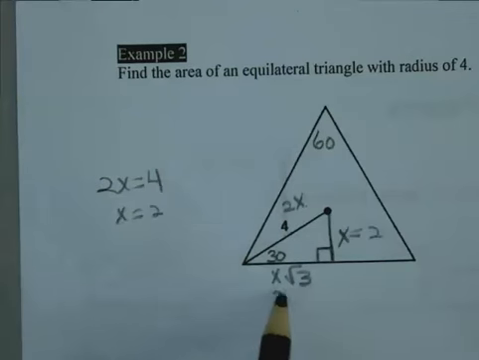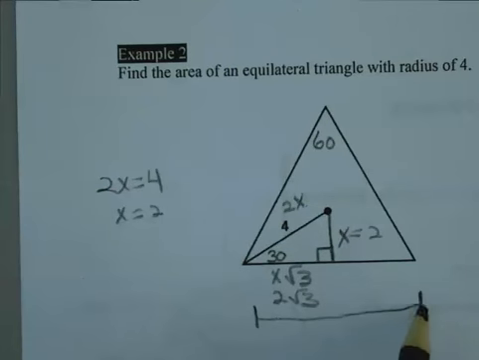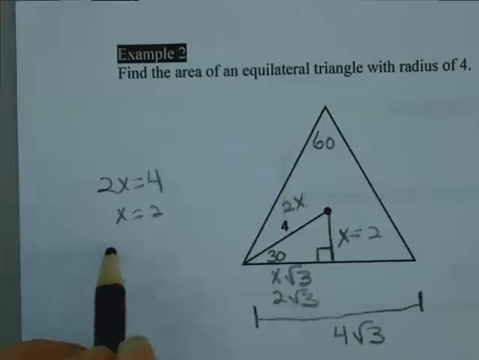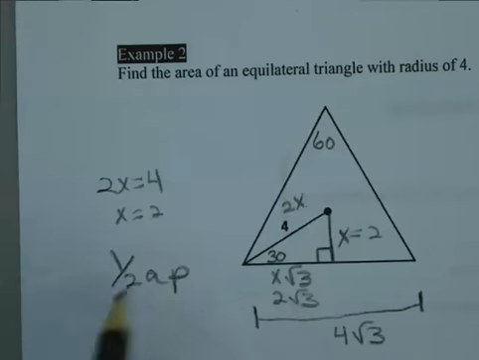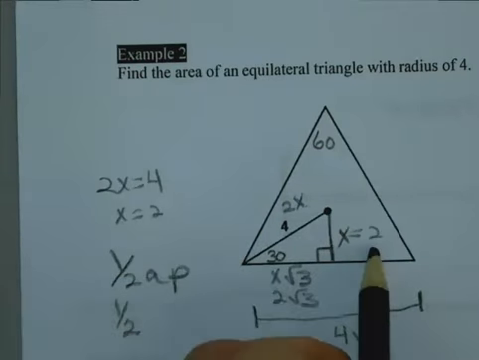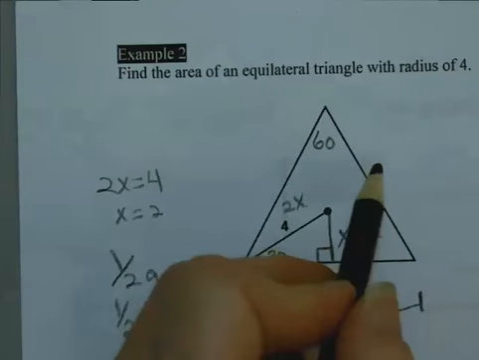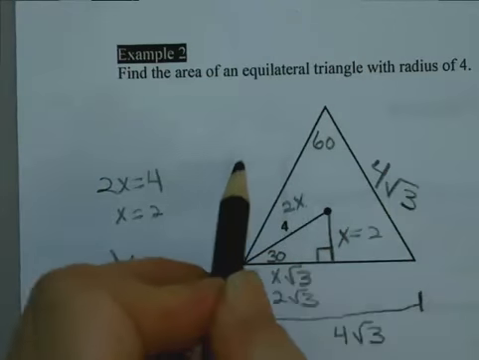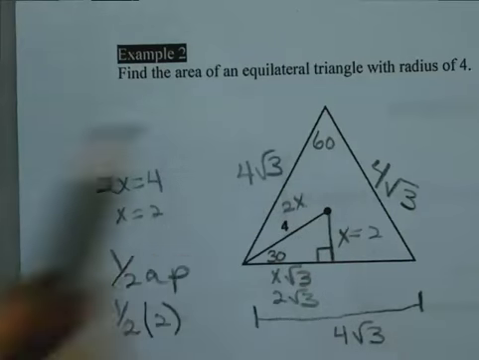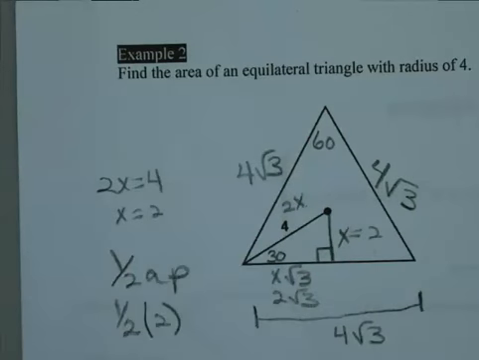So here you have 2 square root 3. That's going to be half of the side, so the entire side is going to be 4 square root 3. So let's do the formula now. The formula is 1/2 AP. 1/2, your apothem is right here, 2. And your perimeter, remember you got 4 square root of 3 for each side all the way around.